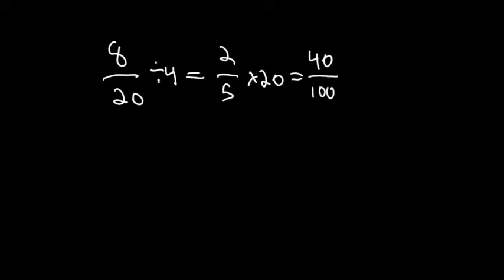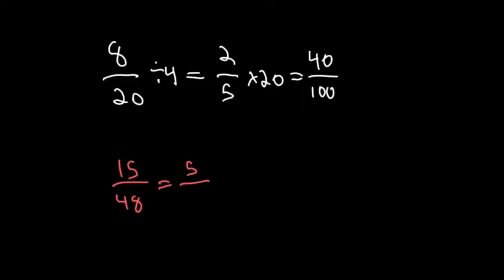Alright, so I'm taking that first ratio I had there, 8 to 20, and I need to find equivalent ratios. So the first thing I want to do is reduce that, and I can divide both those numbers by 4. So 8 divided by 4 is 2, 20 divided by 4 is 5. So 2/5 is equivalent to 8/20. Now you can take that 2/5 and multiply it by anything to get another equivalent ratio. So say I wanted to multiply it by 20. 2 times 20 is 40. 5 times 20 is 100. So 40 hundredths, 2/5, 8/20, they're all equivalent.